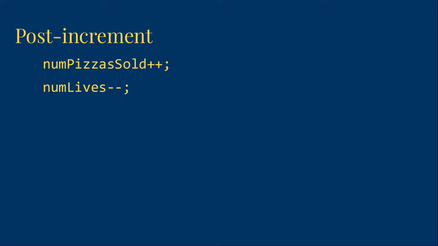Both versions of these operators work the same if they're in a statement alone, as I've shown here. numPizzasSold++, or ++numPizzasSold, accomplish exactly the same thing as numPizzasSold is assigned numPizzasSold plus 1. It adds 1 to the value of the variable. Similarly, the -- operator subtracts 1 from the variable's value. Since adding 1 and subtracting 1 are very common operations, these operators can be quite useful and you'll see them fairly frequently.